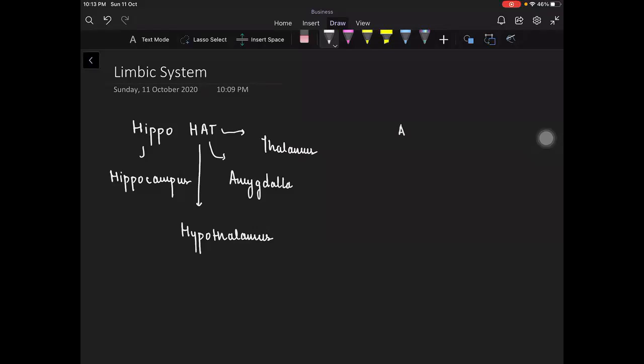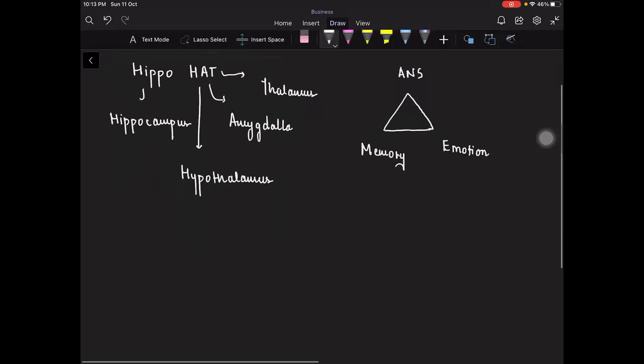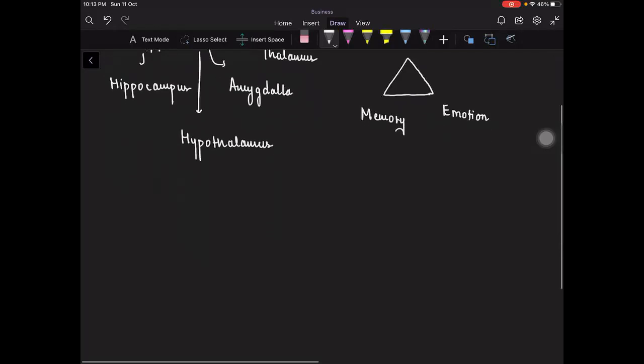One is the autonomic nervous system. The second is your memory. And the third is your emotion. So these are essentially the three main components for which the limbic system is called the limbic system, and it will essentially have these things, right?